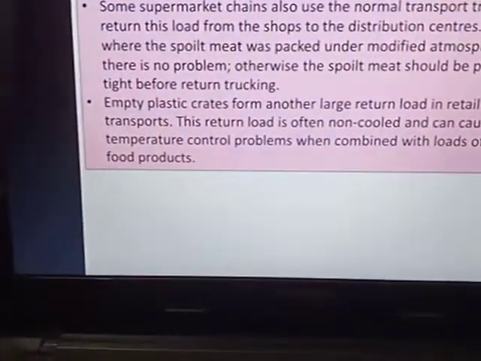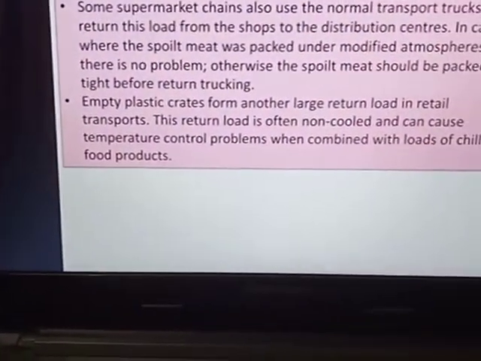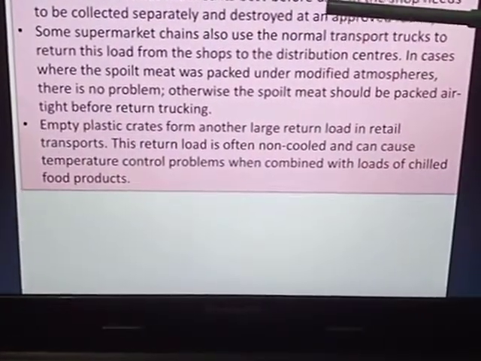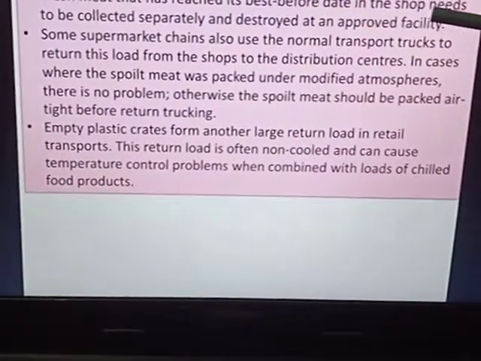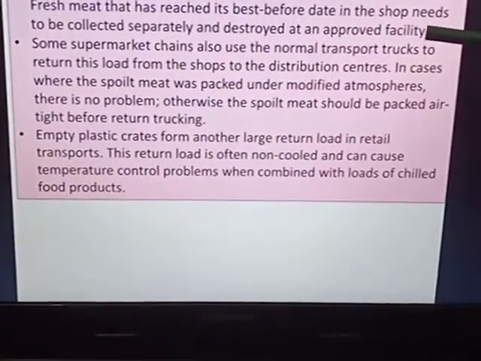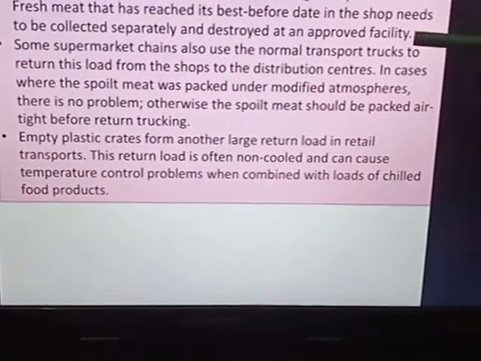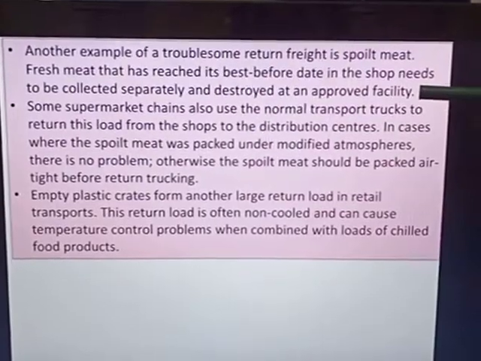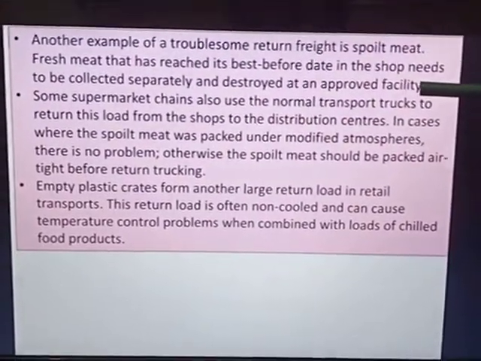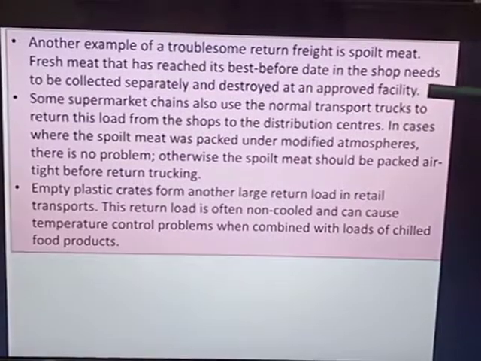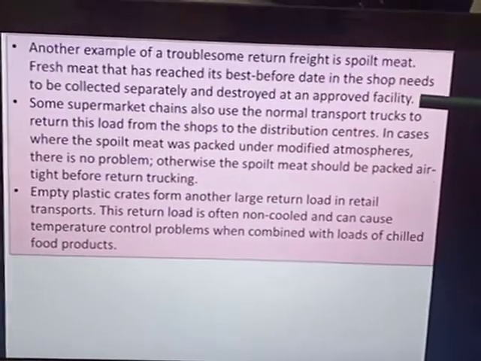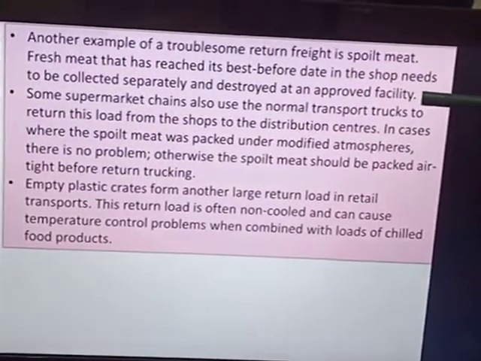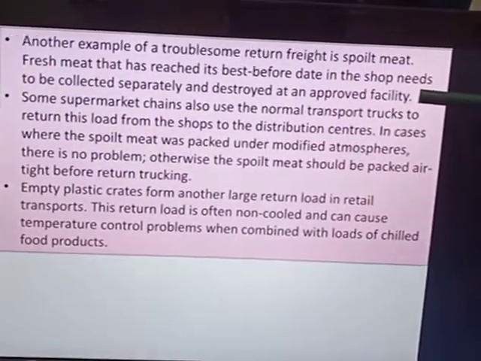Another example of troublesome return freight is spoiled meat. Fresh meat that has reached its best before date, the due date in the shop, needs to be collected separately and destroyed at an approved facility. So actually you cannot destroy spoiled meat by throwing it into a trash bin just like that, but it needs to be destroyed in an approved facility because of the biological hazard.